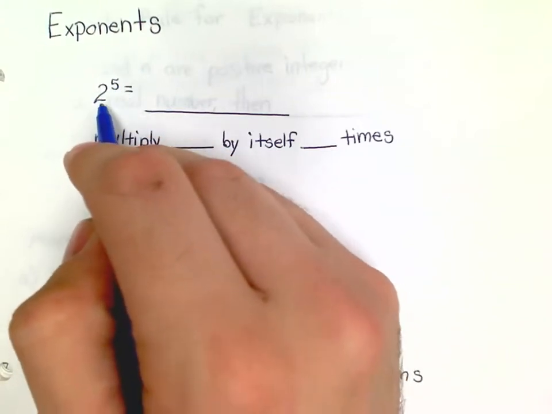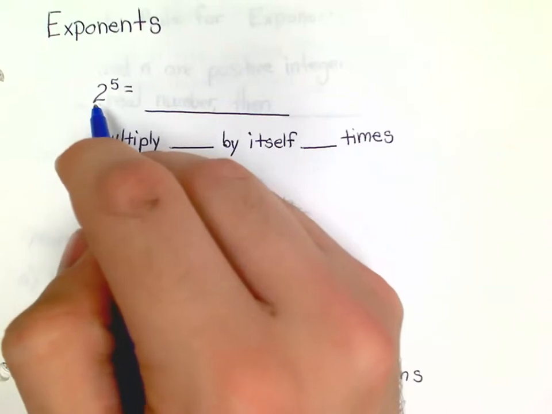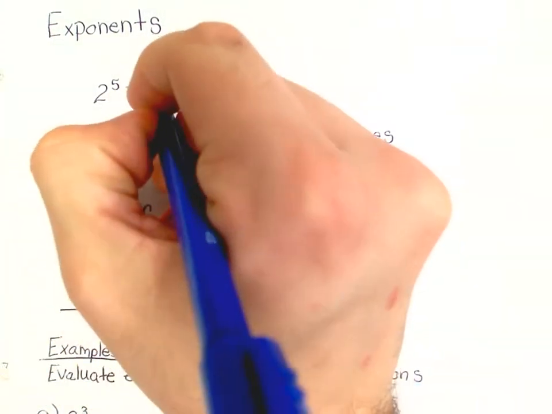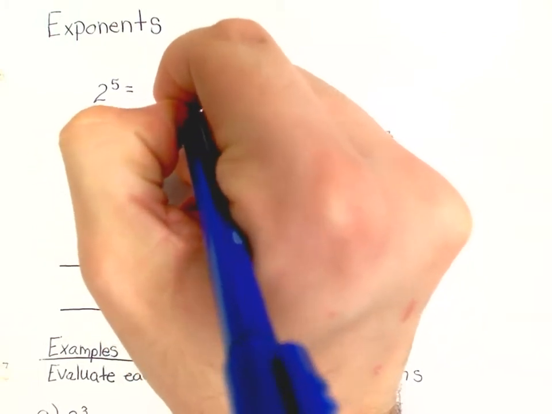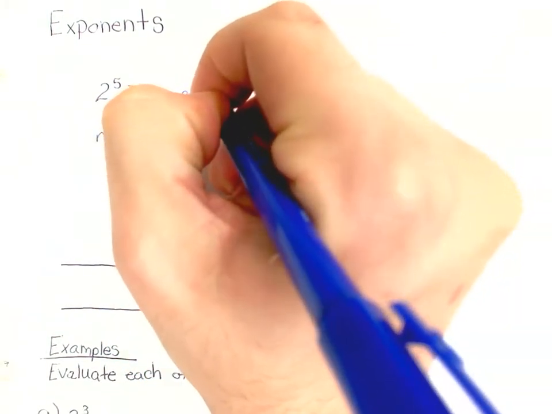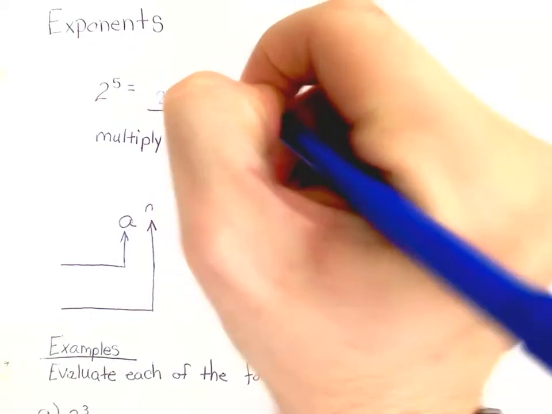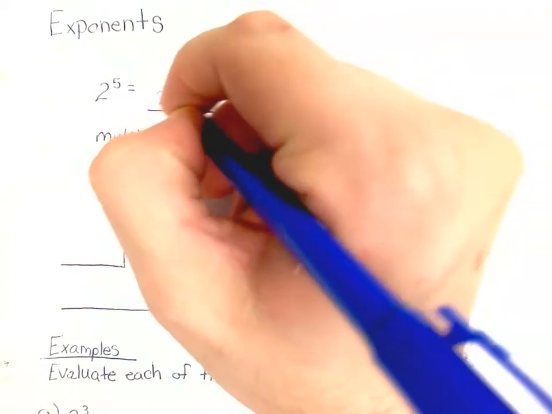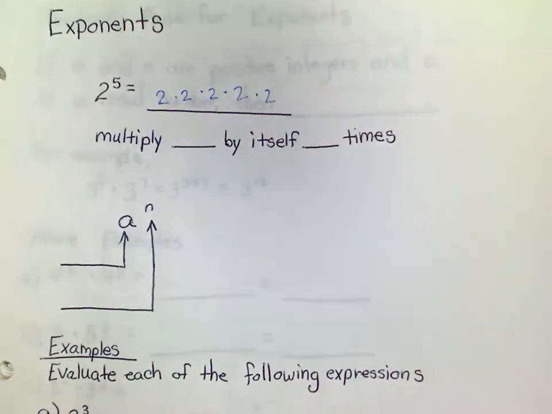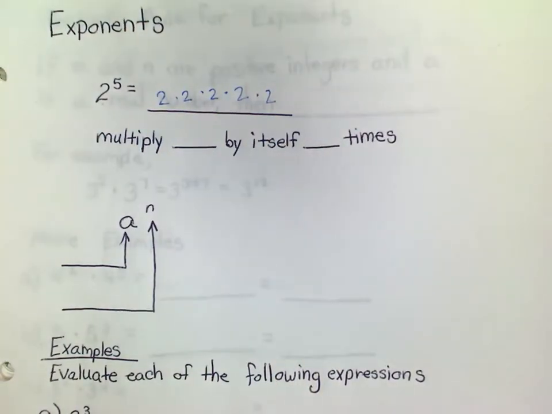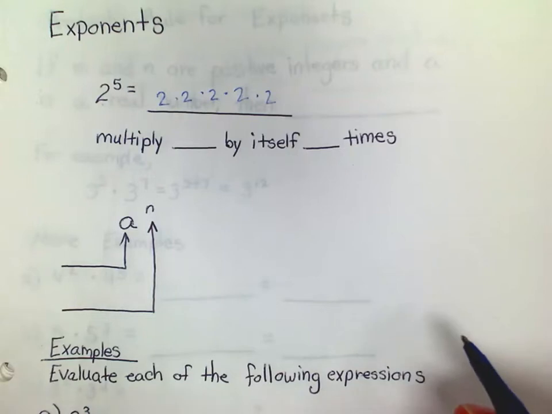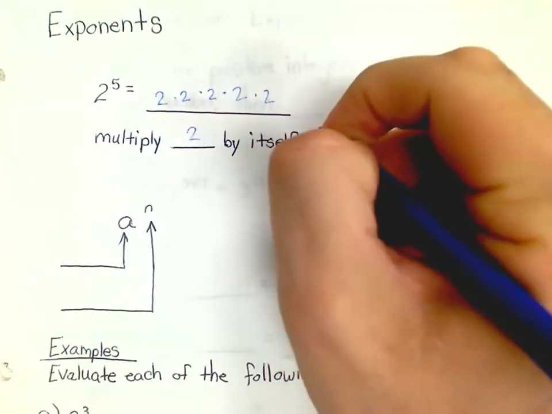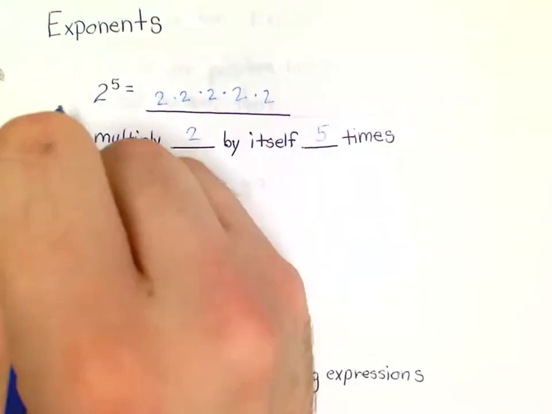That's to say 2 times 2 times 2 times 2 times 2, or written like this: 2 times 2 times 2 times 2 times 2, and that's 1, 2, 3, 4, 5. So that's 2 multiplying by itself 5 times. So that says multiply 2 by itself 5 times for this expression right here.